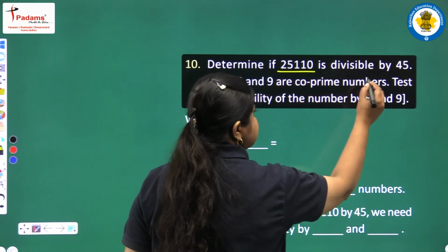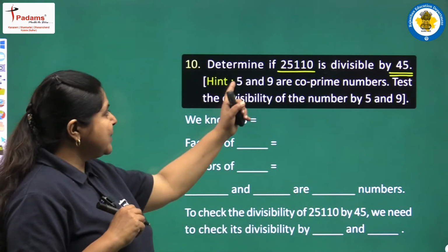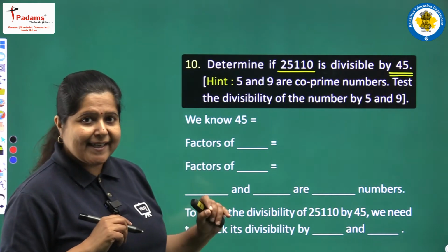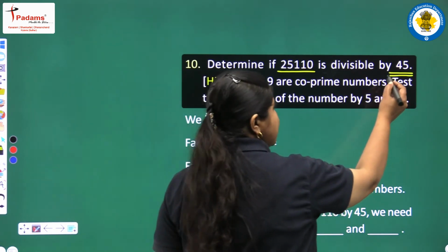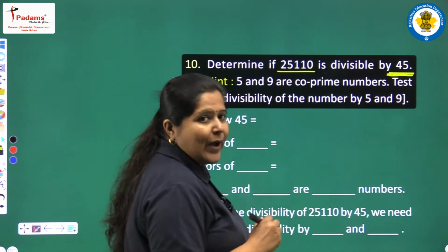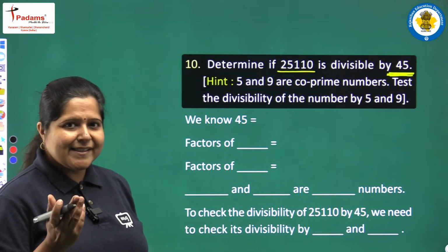25,110 is divisible by 45. Here we have been given this number 25,110, and we have to examine whether it is divisible by 45 or not. Now, have we learnt any divisibility test for 45? Just think about it.